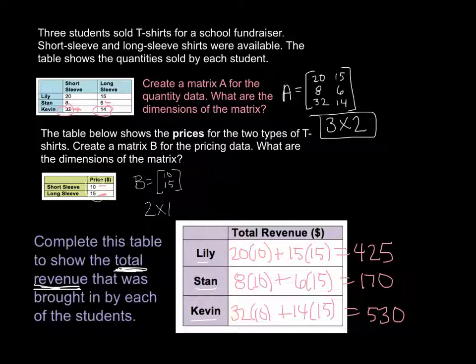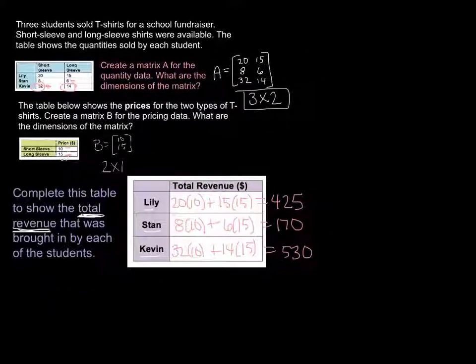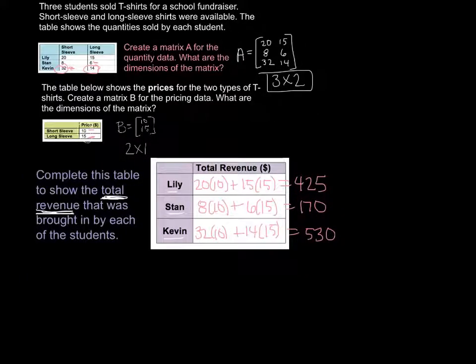Alright, so there you have it. There's our values, our total revenue. If we were to look at this, Lily made $425, Stan made $170, and Kevin made $530. So now we can analyze and interpret this data. We can describe this data too. Kevin made the most money, Stan didn't make as much. And now we can figure out the total revenue of the group.